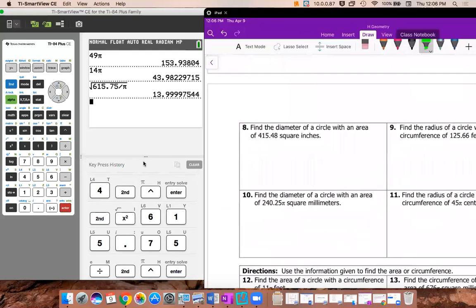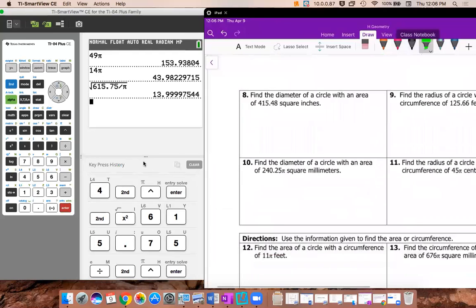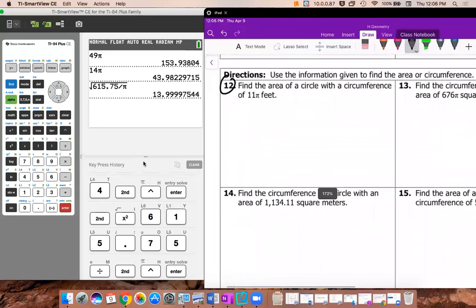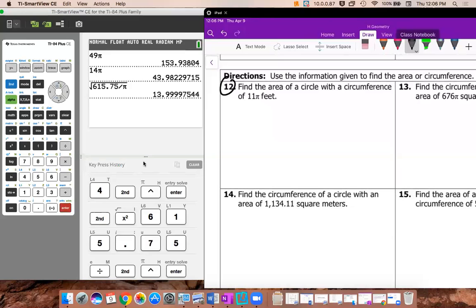Then I want to do one more example of a different type of application problem, number 12 right here. It says use the information to find the area or the circumference. So we're looking for the area of a circle with a circumference of 11 pi. I know that 2 pi r for this circle is going to equal 11 pi. If I want to find the area, I have to find the radius. To get radius by itself, I'm just going to divide by 2 pi. These cancel, that also cancels, so 11 divided by 2 just becomes 5.5.